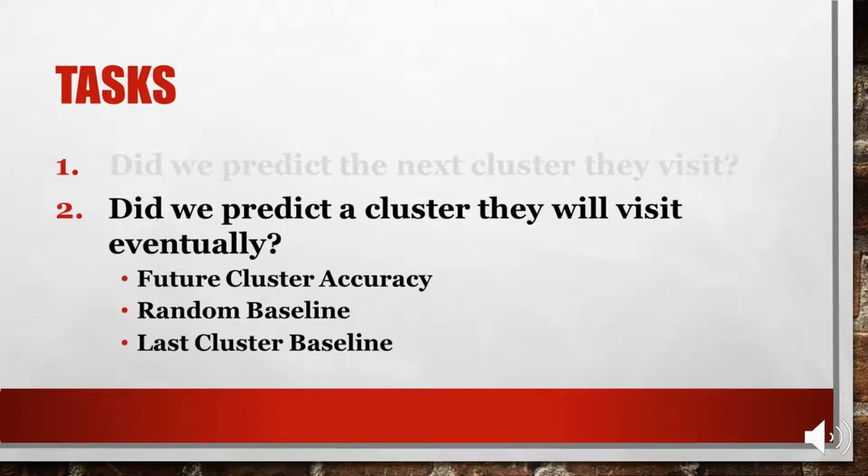We extended our evaluation by investigating whether the cluster predicted by our model would appear at any future point in a user's trace. In other words, whether a user eventually visits the cluster that our model predicts. We refer to this as future cluster accuracy. In this evaluation, we compare against two baselines, the random baseline and a baseline that always predicts the last cluster that a user visits. Notably, this baseline will always achieve 100% accuracy on this task.